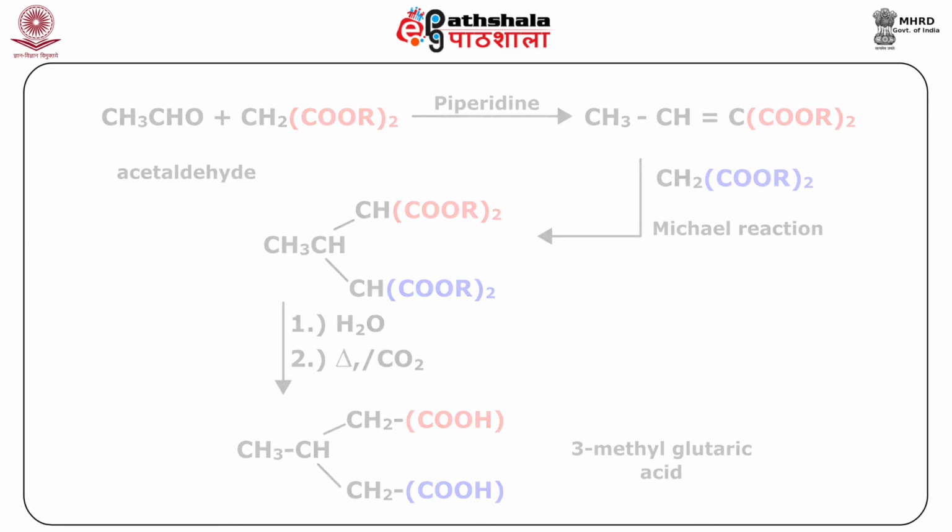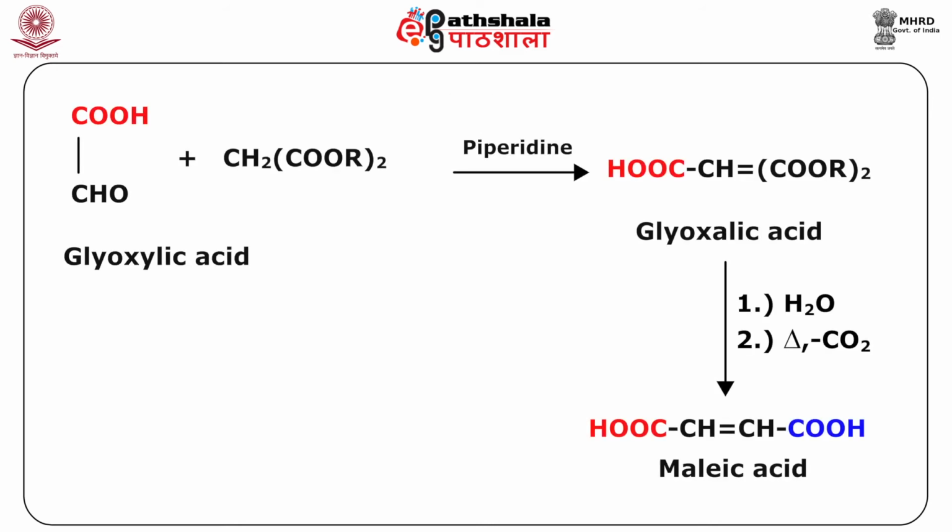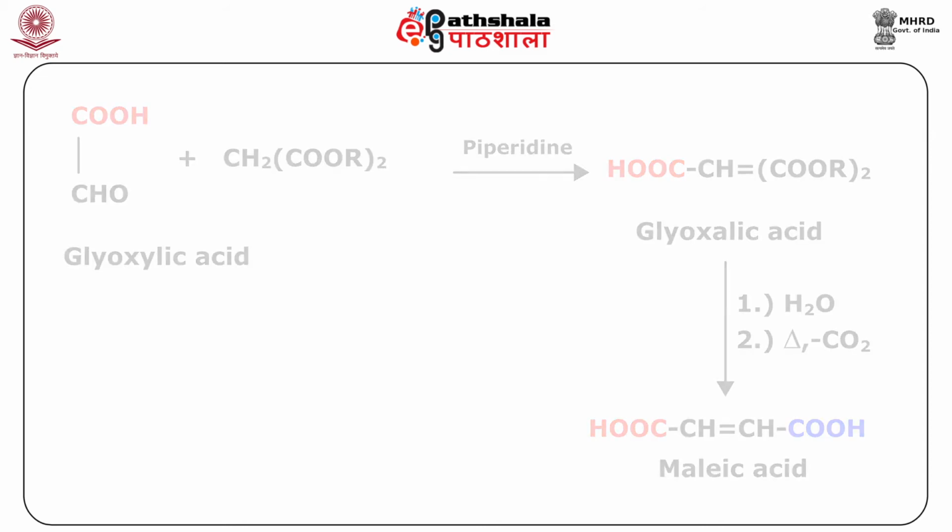as the product. Another example you can see here, we start with this glyoxylic acid and do the reaction with dialkyl ester of malonic acid. In the presence of piperidine, we will first get this condensed product, and when this is subsequently subjected to hydrolysis and subsequent heating, it undergoes decarboxylation, we get malic acid. So, you can prepare malic acid using Knoevenagel condensation.